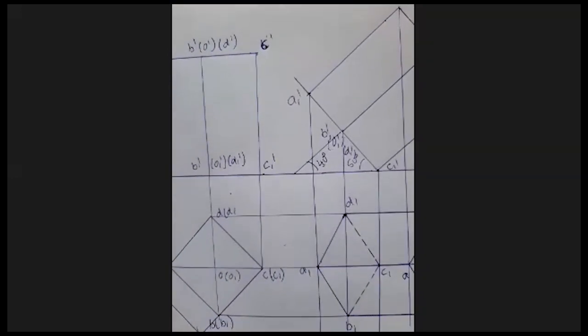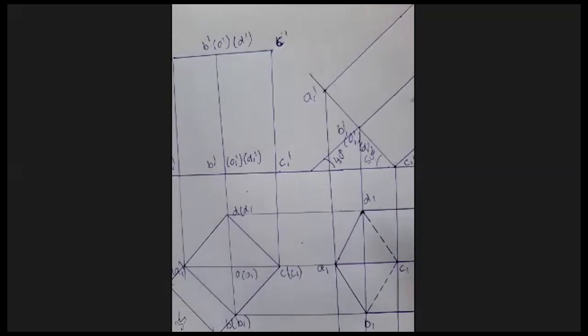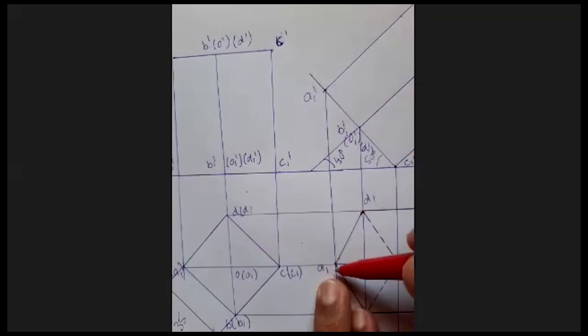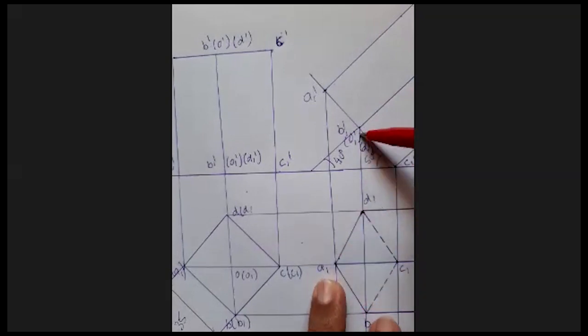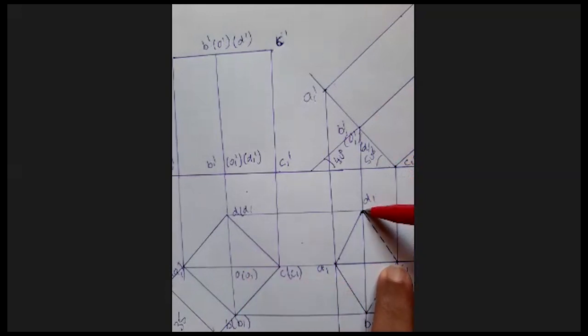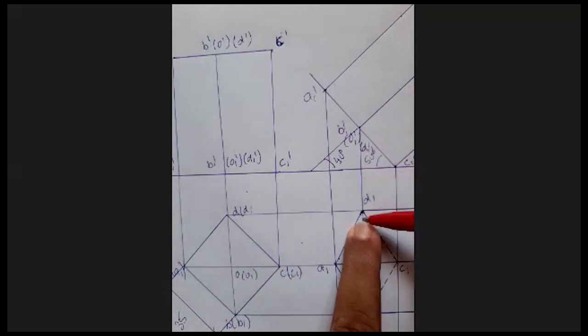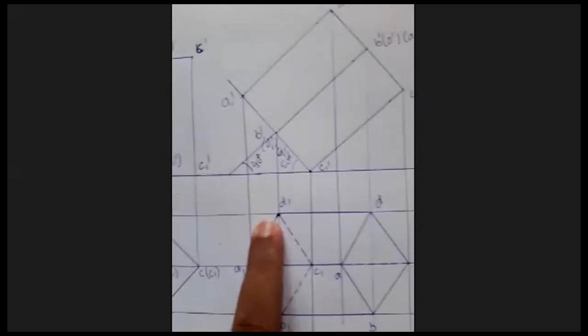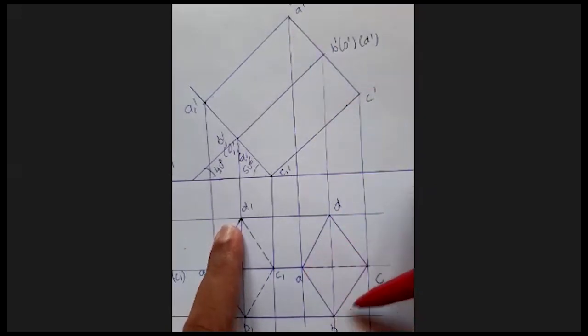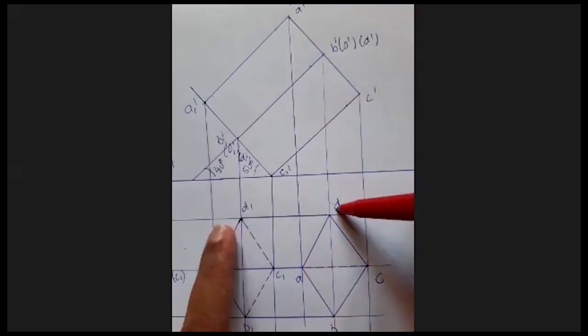These two projections, whatever I have here, that is, I'm getting A1 from this end and A1 from this end, it is meeting at a point. I call it A1. B1 from this end and B1 from this end, I call it B1. C1 from this end and C1 from this end, so it is C1, and D1 from here and D1. On the same note, I get my top view. It is A, B, C, and D.